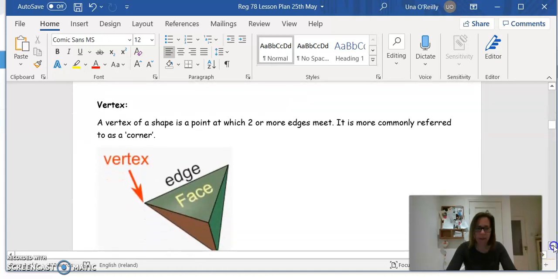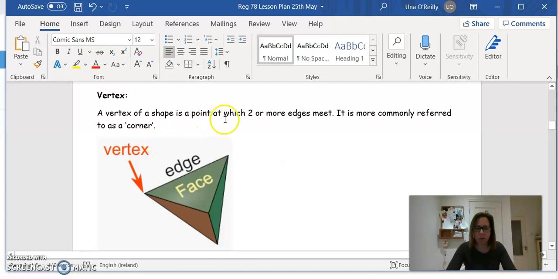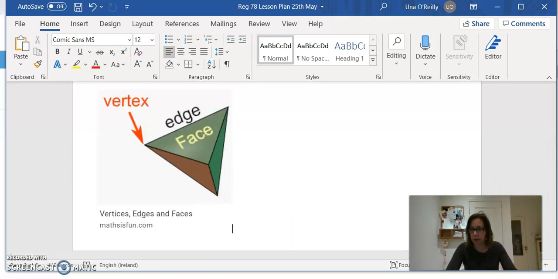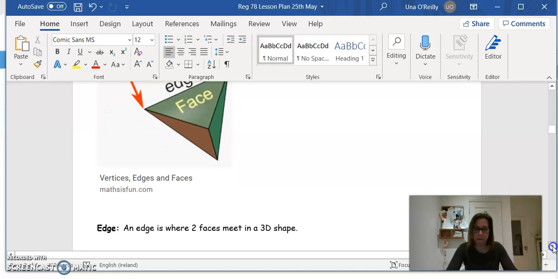A vertex. The vertex of a shape is the point at which 2 or more edges meet. So very similar to corners. So here we have this edge, this edge, and this edge, all combined, all meeting up in one point called a vertex. More than one vertex are called vertices. All right. Okay, so that's the terminology.